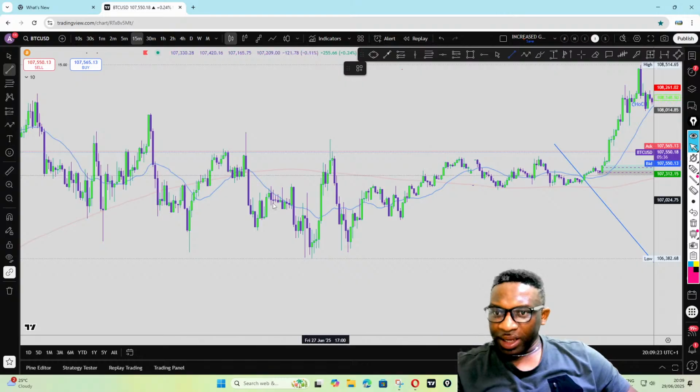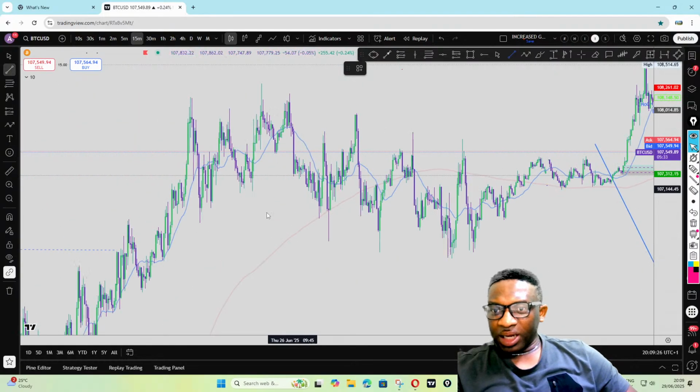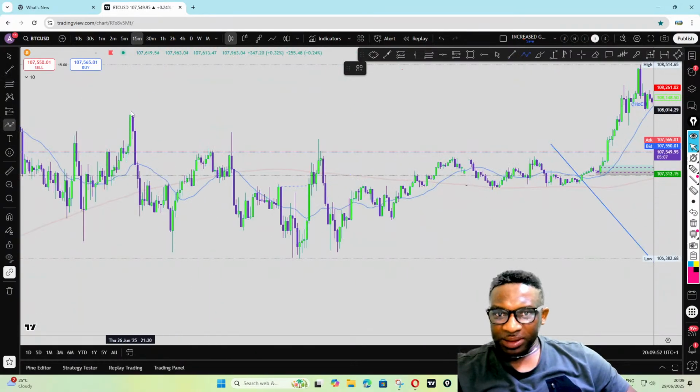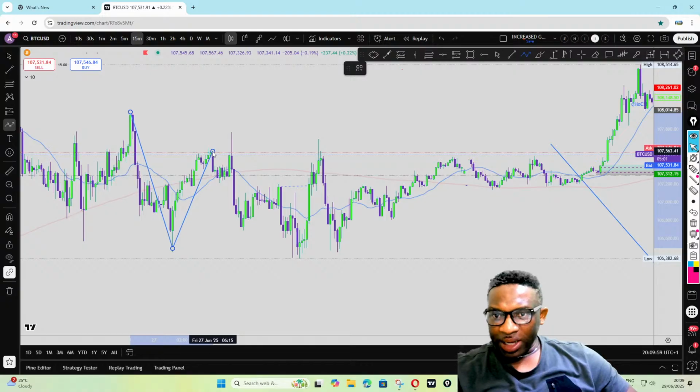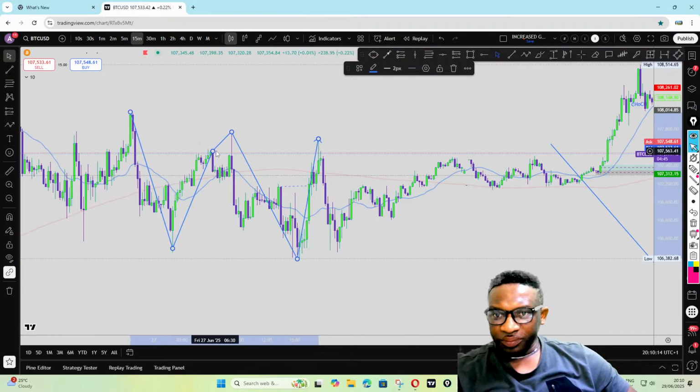So from what I can see here, price had a high here, we had a low here, we had a low here, and we have a lower high at this point. This is not a lower high. Okay, we have another lower high, and then price makes it to this level.